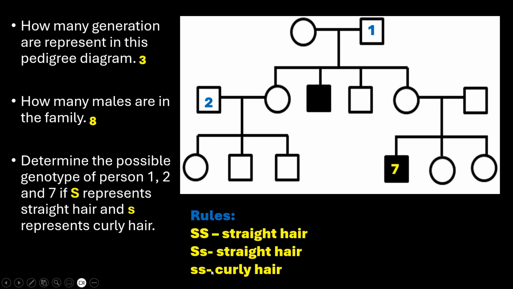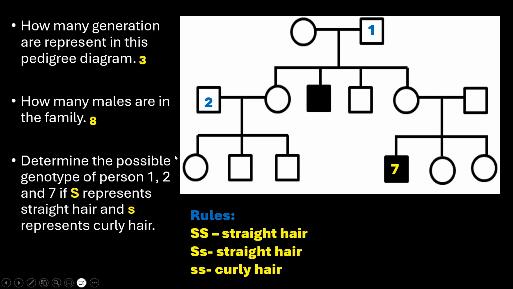But for you to have curly hair, you have only one way. That is being homozygous recessive. So that means the question is incomplete anyway. There are some missing links here, a lot of them. But you can determine which phenotype is recessive and which phenotype is dominant.